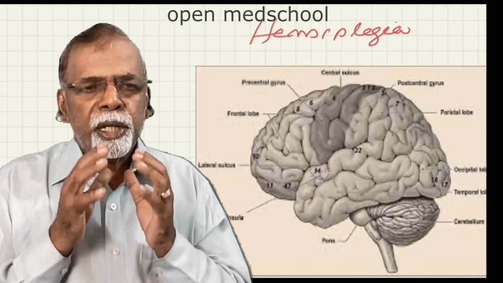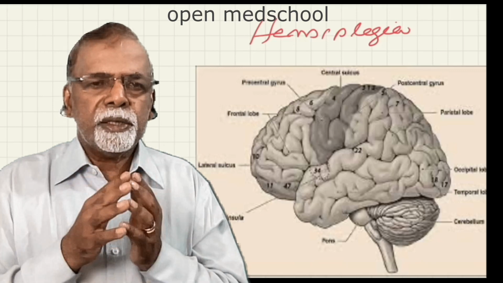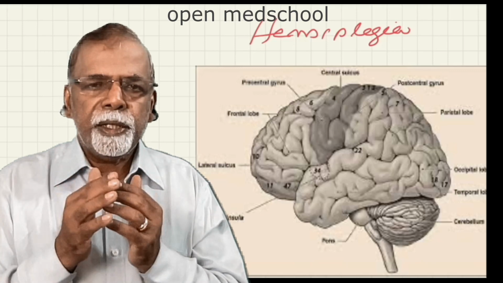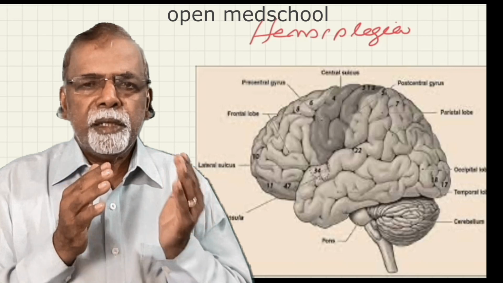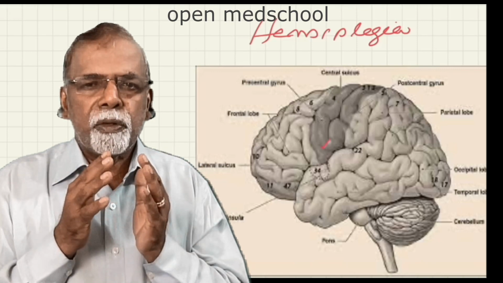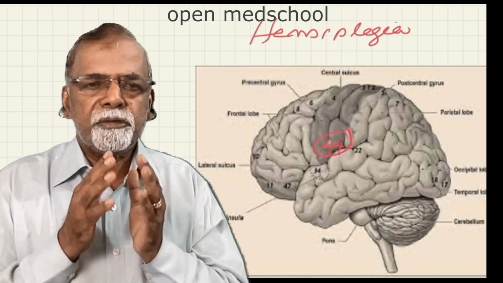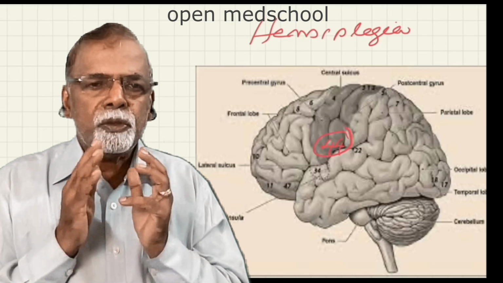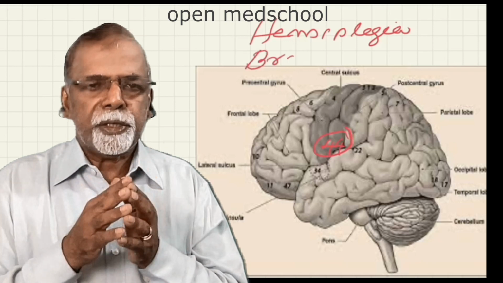The most important area that you should remember in the frontal lobe is Broca's area, which is situated typically on the left side in the frontal lobe, the inferior frontal convolution, and is area 44. This is crucial for speech production.